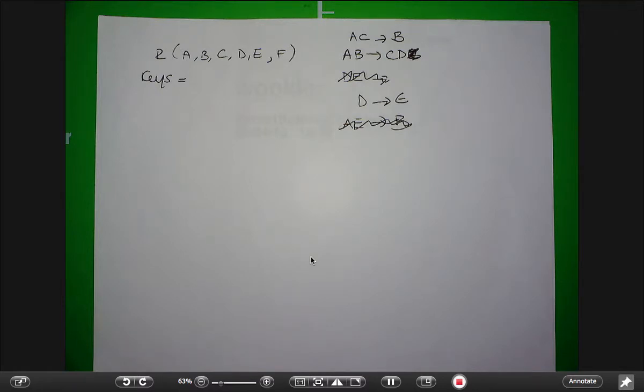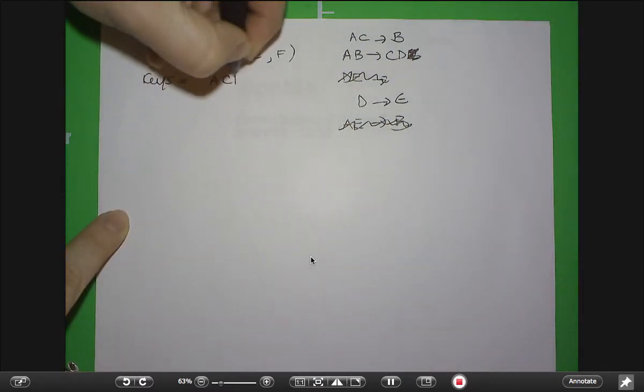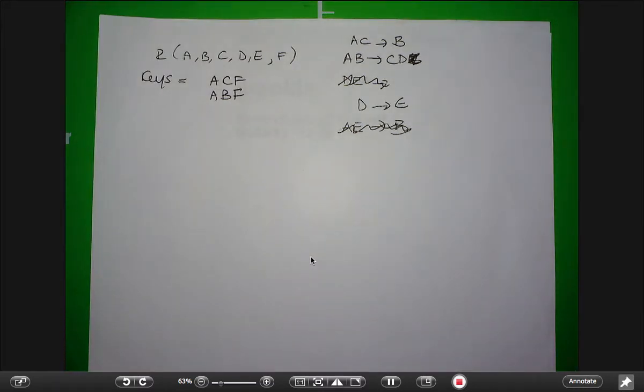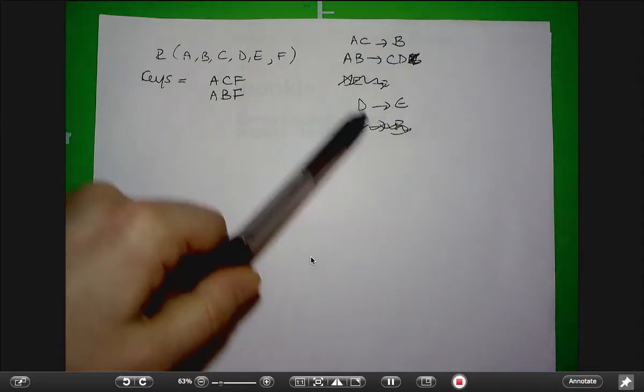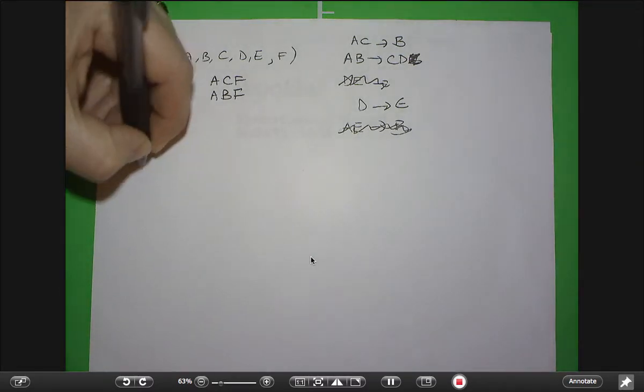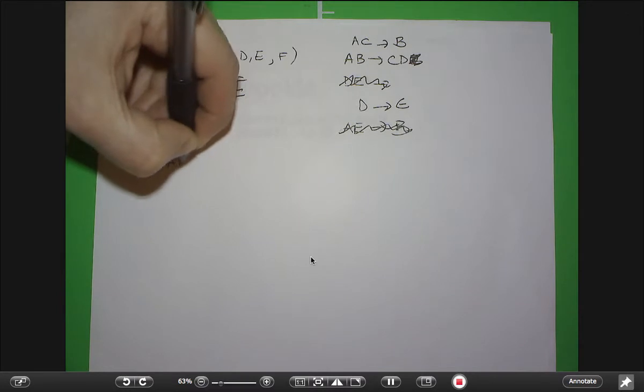Yes. ACNF is one key. ABFNS is the other key. Okay. Is it in Boyce-Codd normal form? No, not so much. And it's not in third normal form either because this is not a super key and this is not a prime attribute. Okay. So we apply the method. If I apply the method, I will get one which is A, B, C, and D.